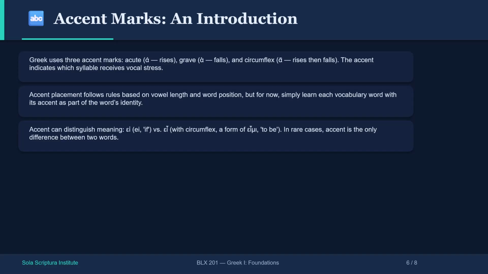So for instance, you have the word epsilon iota here with a smooth breathing mark, and it means if, right? But if you have epsilon iota here with the circumflex, with this little thing on top of it, the circumflex. Maybe I'm not writing it correctly, but this particular epsilon iota, this one I'm talking about, with the circumflex on it, it actually means to be. It's a form of eimi, which means to be. So depending on the accent mark, yes, it can affect meaning a lot. Right?